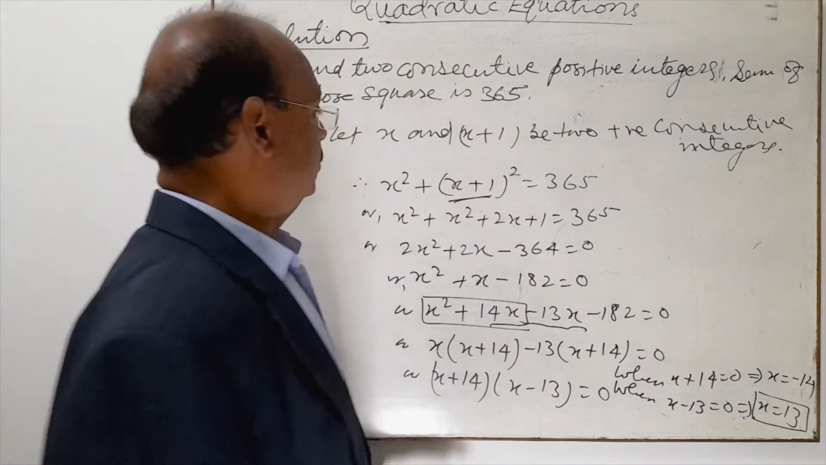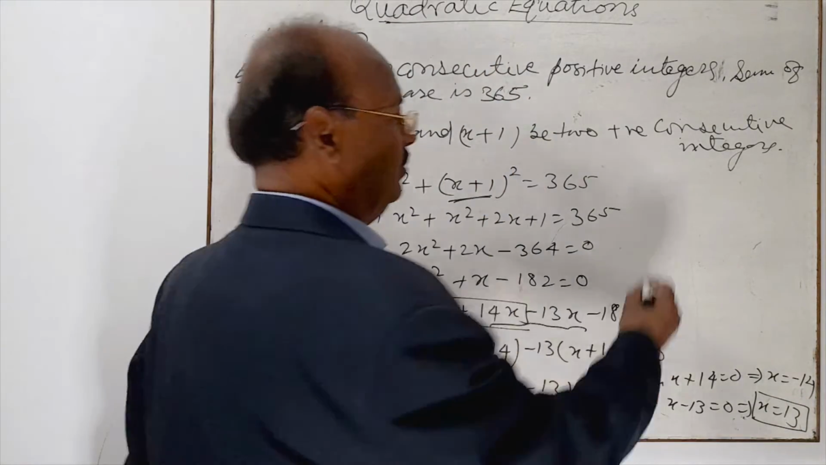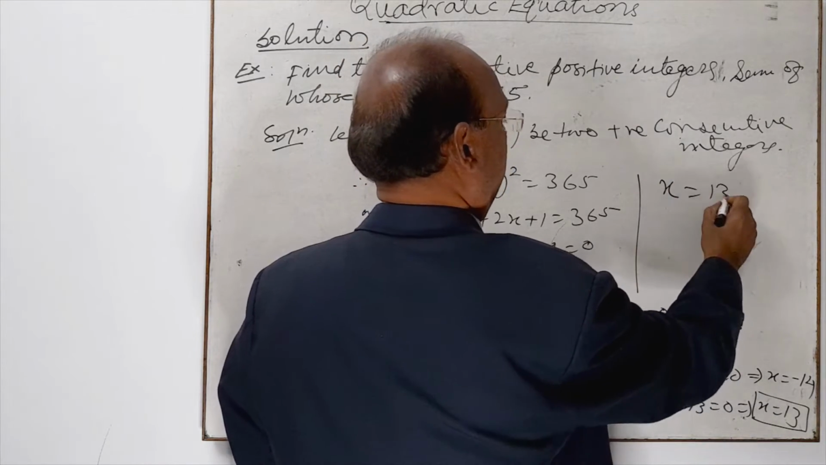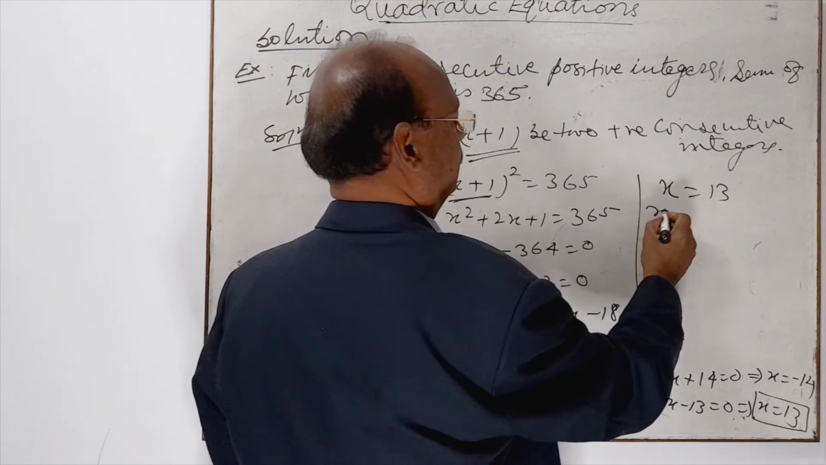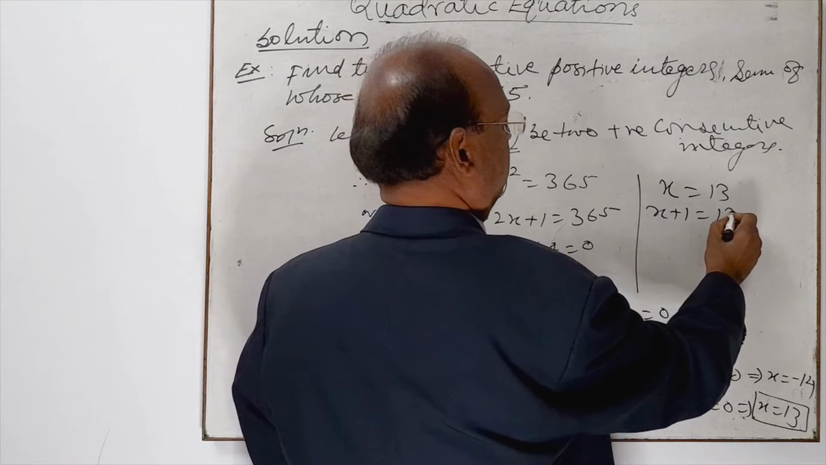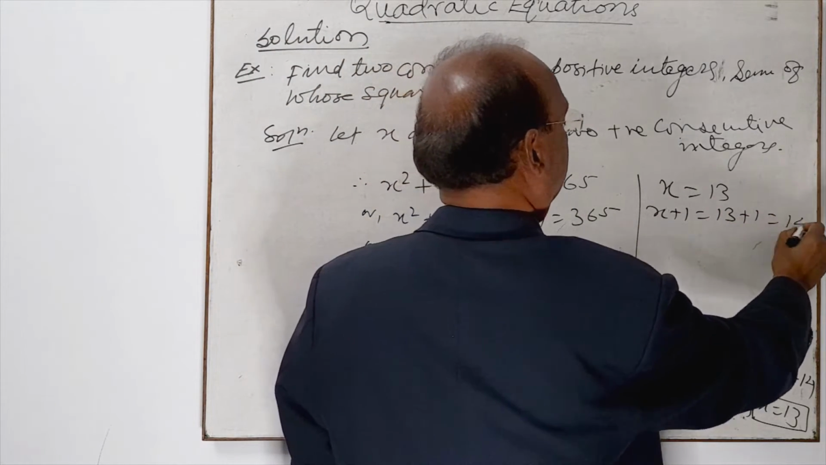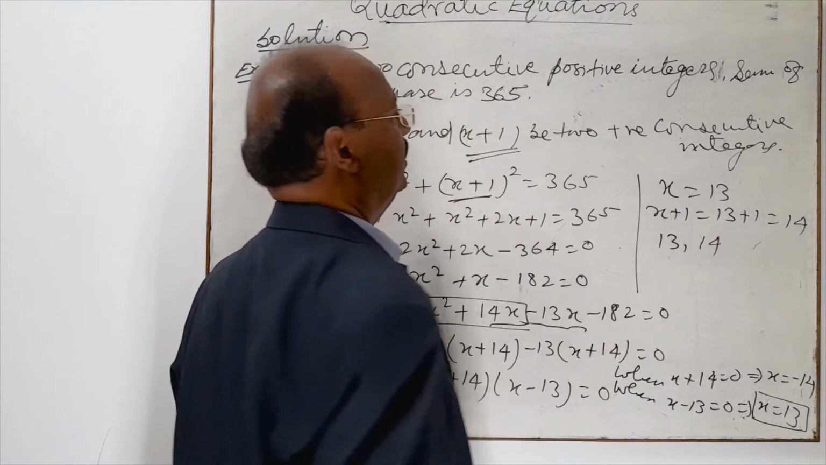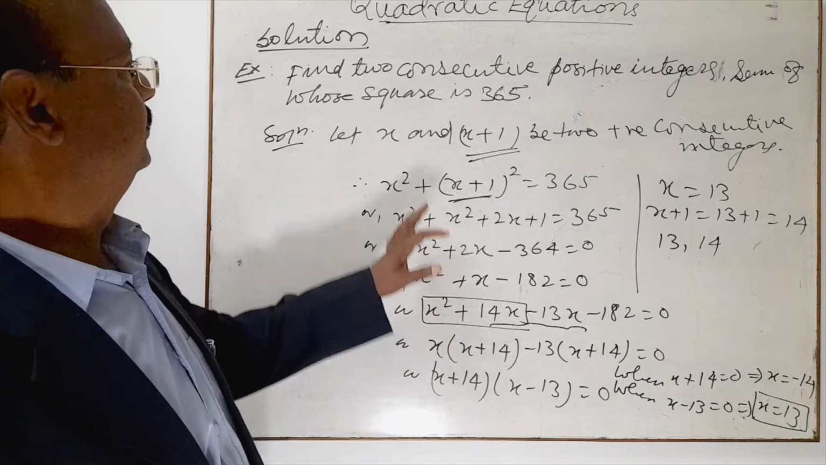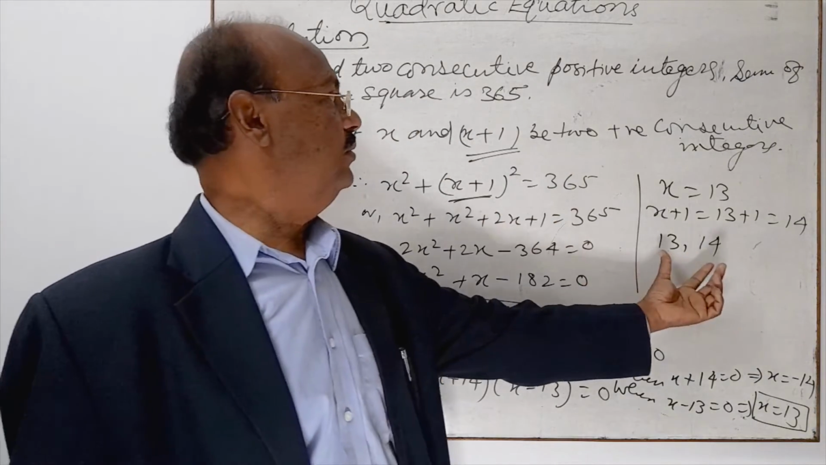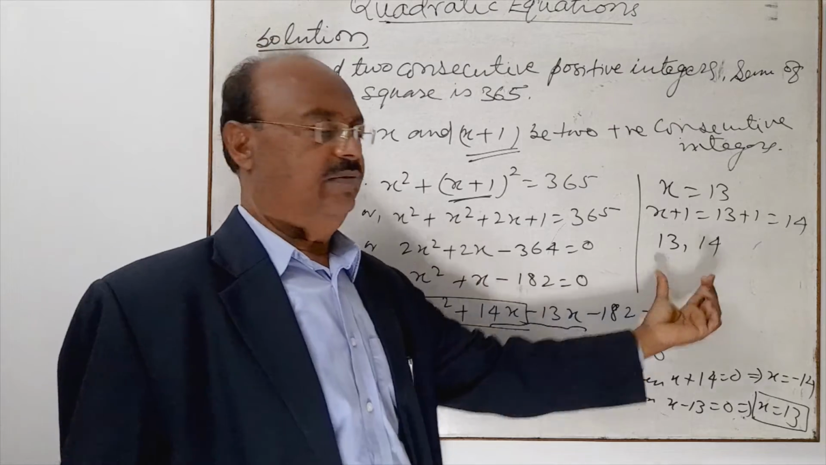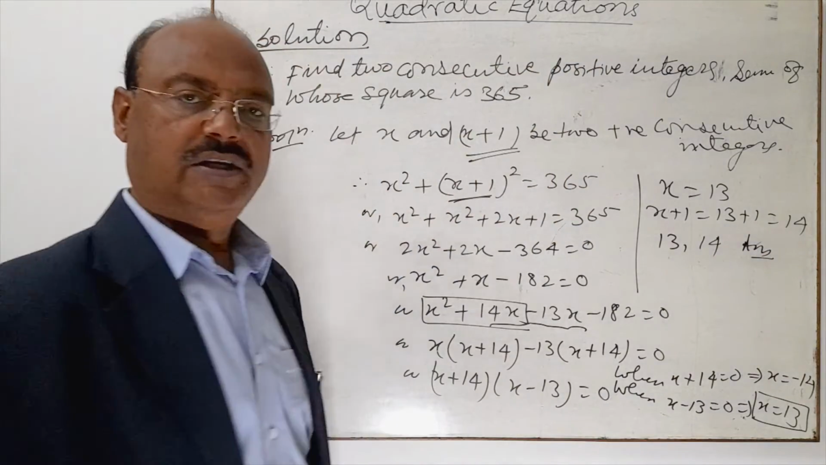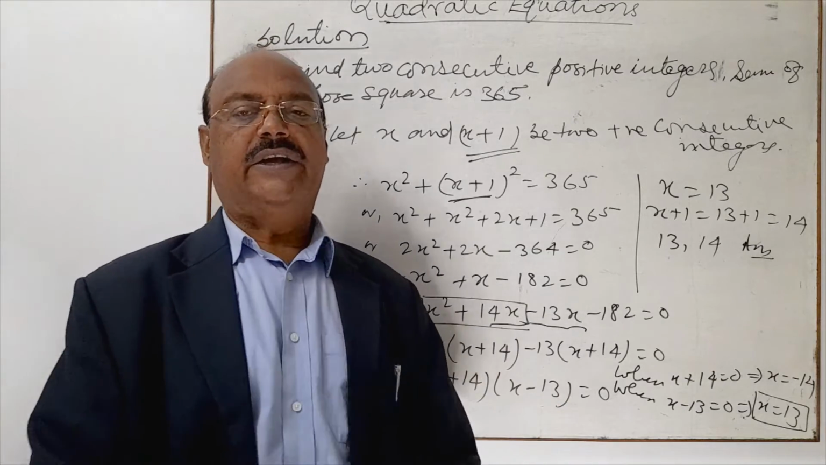So the two consecutive numbers required are: one number is x, which is equal to 13, and another number is x plus 1, that is 13 plus 1, is equal to 14. So these two numbers are 13 and 14, so that their product will be equal to 365. So this is the answer. Correct? Okay.